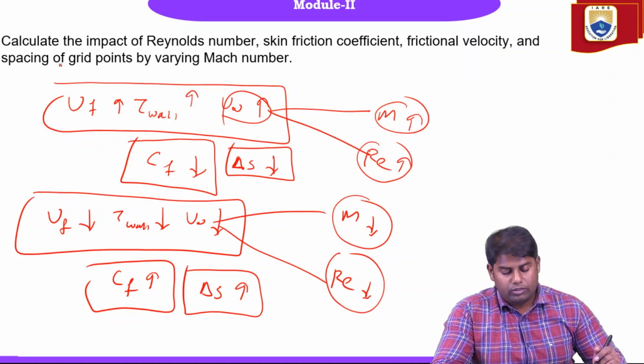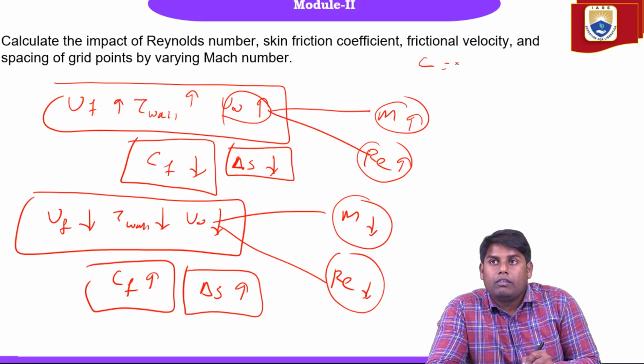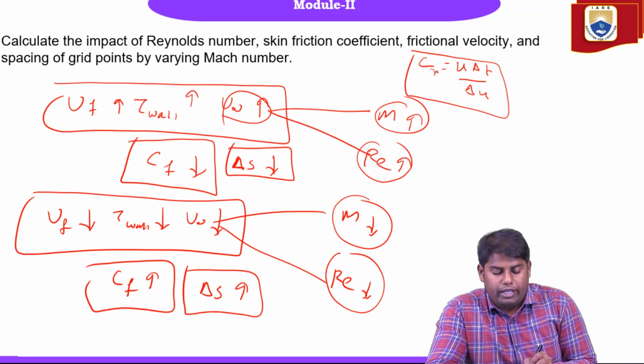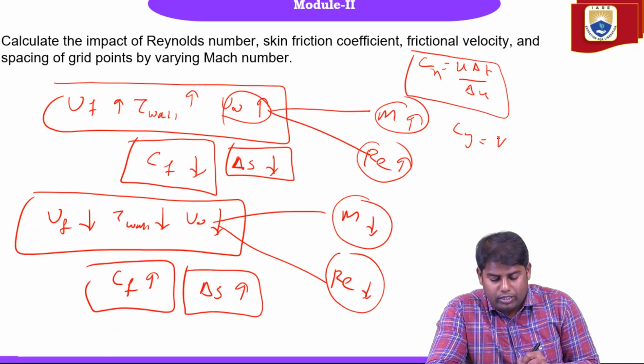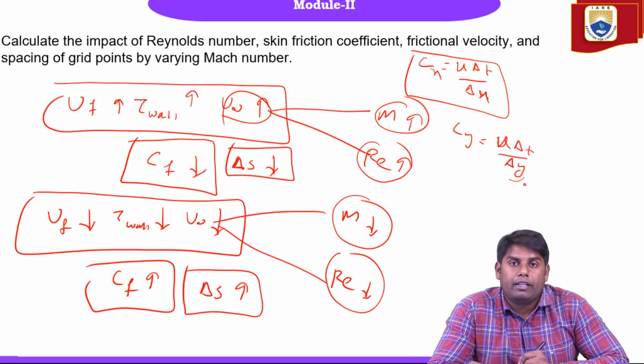Fine. So there is one more parameter, let's say for the time parameter, which is called Courant number C, which is U delta T by delta X. Okay, this is for X, Courant number Cx. So Cy, let's say V, if you take U as the reference, U delta T by delta Y. Okay, so here the spacing is also important for the stability actually. Fine, it has an impact on the stability of a numerical scheme.